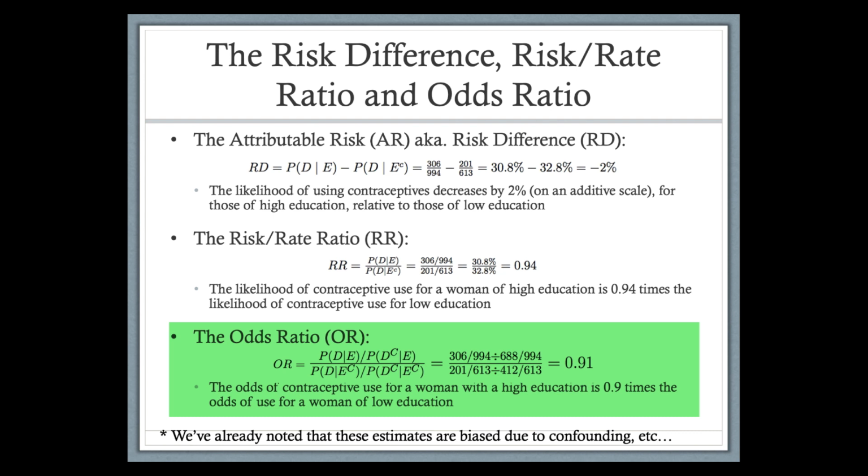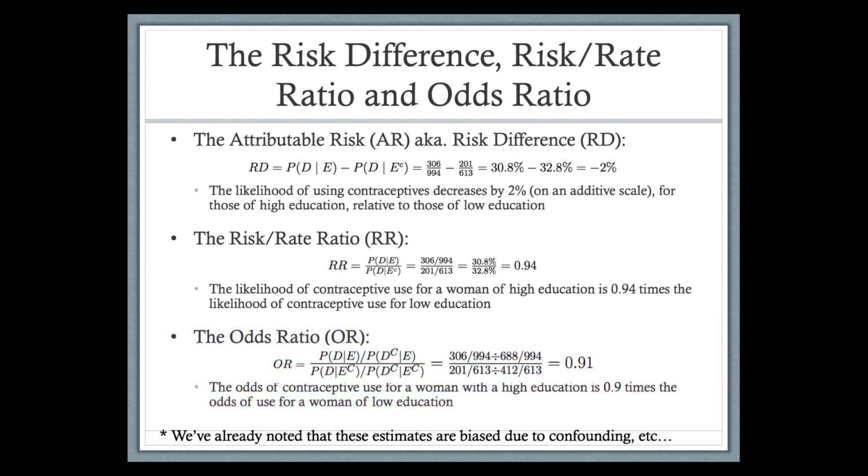Okay, or in other words, it's the odds of using contraceptives for someone of high education divided by the odds of using contraceptives for someone of low education. And remember, we're not going to focus on calculating these by hand, so I don't want you to get too stuck on the formulas being shown here. But we're going to separate the idea that in English, we use the words probability and odds interchangeably. Mathematically, they're not the exact same thing. Okay, so this is the quick overview.